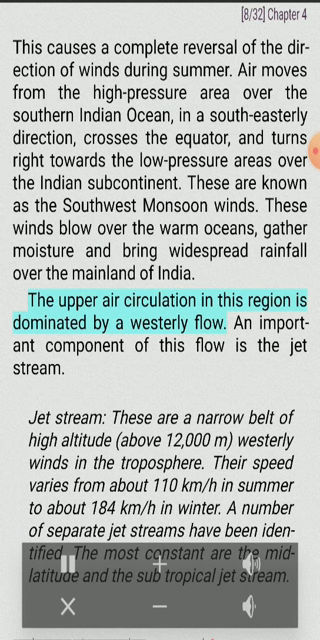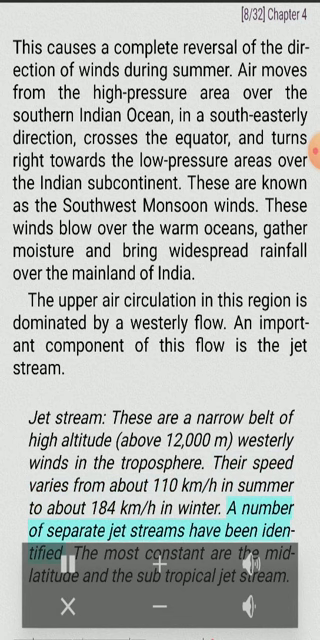The upper air circulation in this region is dominated by a westerly flow. An important component of this flow is the jet stream. Jet streams are a narrow belt of high altitude, above 12,000 meters, westerly winds in the troposphere. Their speed varies from about 110 km per hour in summer to about 184 km per hour in winter.